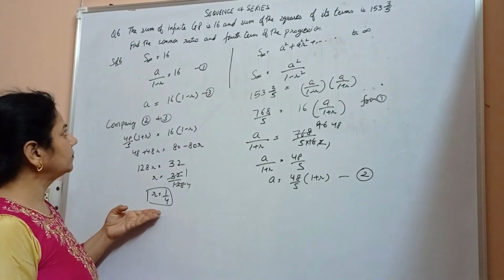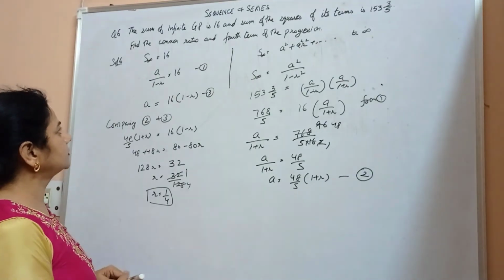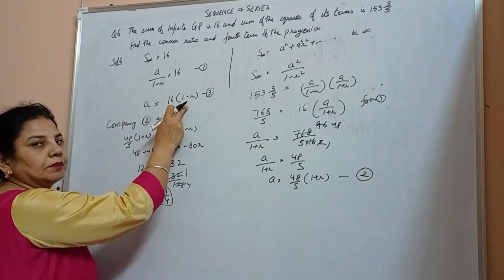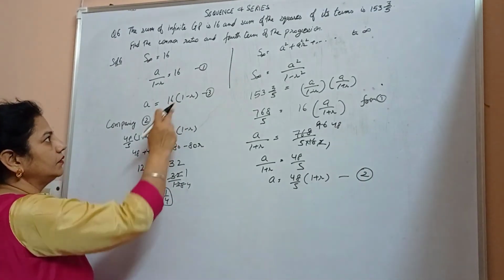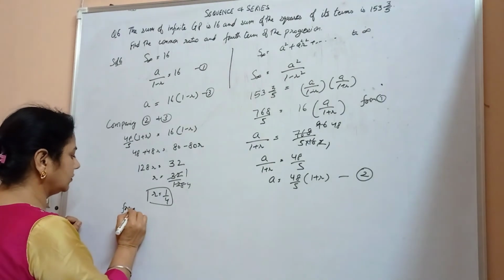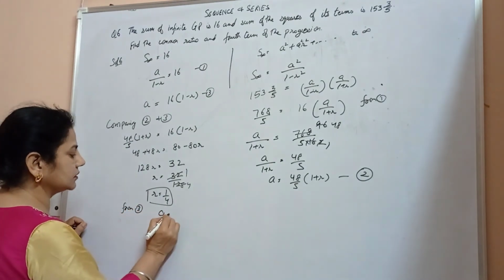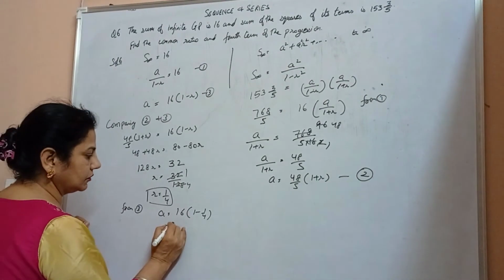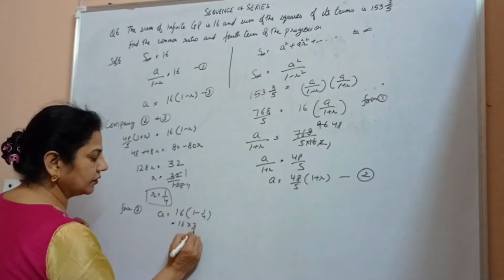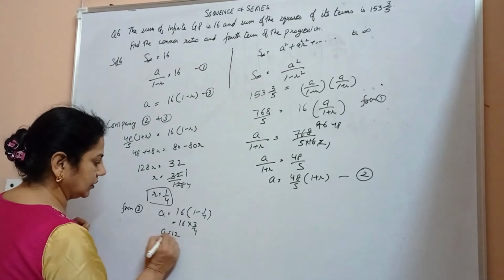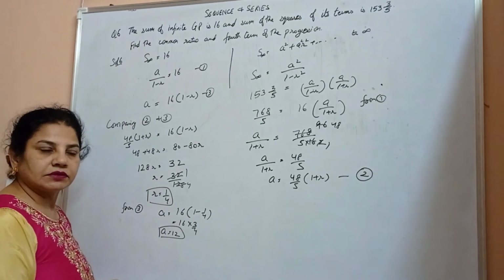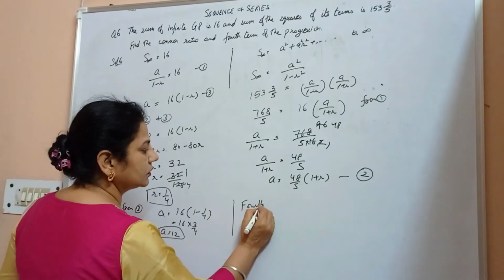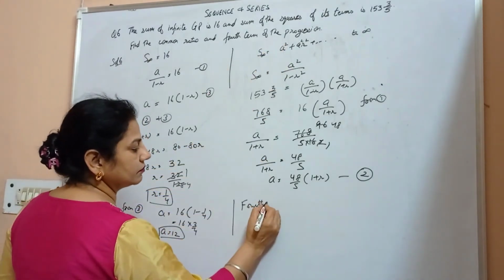Substitute the value of r in equation number 3 to calculate a. So from 3 I get a is equal to 16 times 1 minus 1 by 4, which is equal to 16 into 3 by 4. So a is equal to 12. The first term is 12. Now we have to calculate the fourth term of this progression.